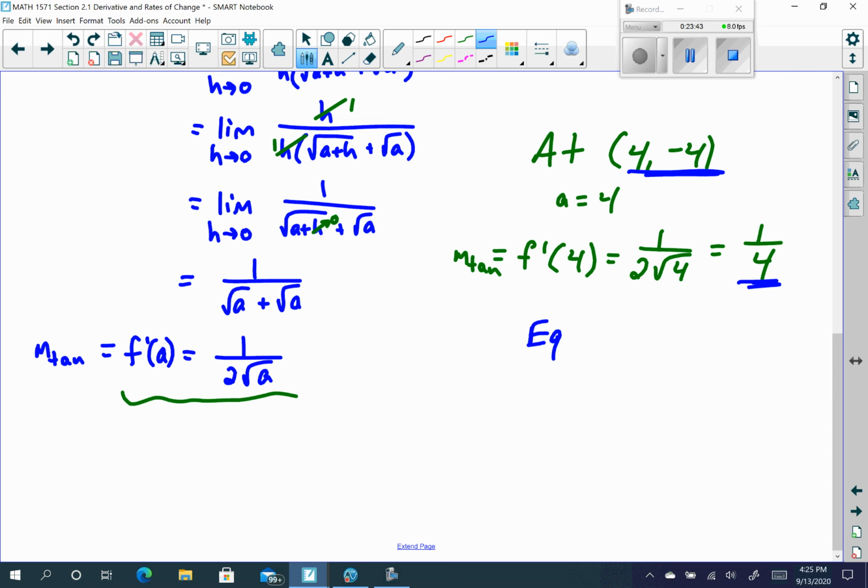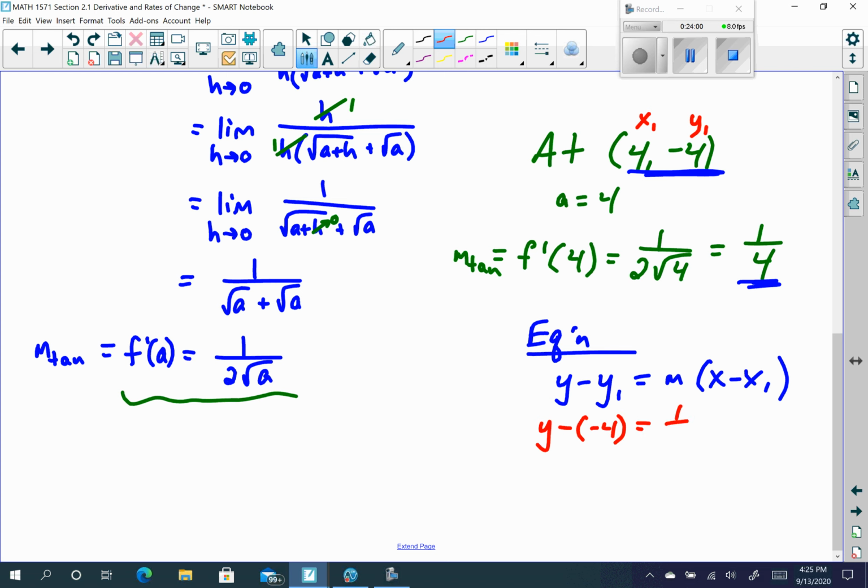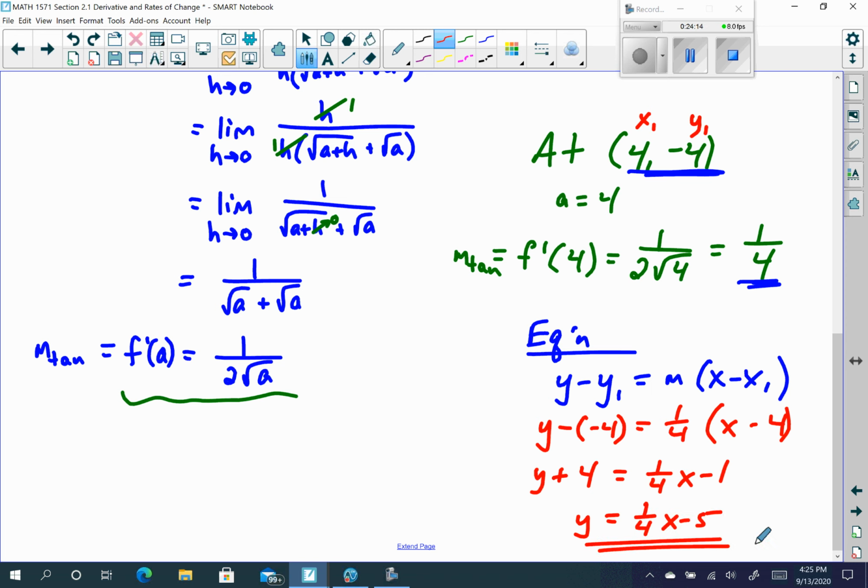To write our equation, we're going to use point-slope form, which, if you recall, y minus y1 equals m times x minus x1. So this is my y1, this is my x1. So we're going to get y minus a negative 4 equals our slope of 1/4 times x minus 4. So this becomes y plus 4 equals 1/4 x minus 1. Subtract 4, so we're going to get y equals 1/4 x minus 5 as our equation.